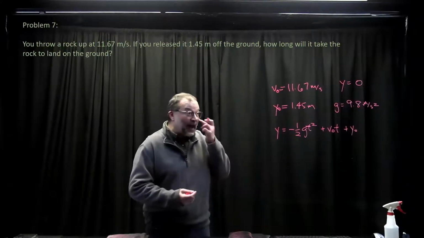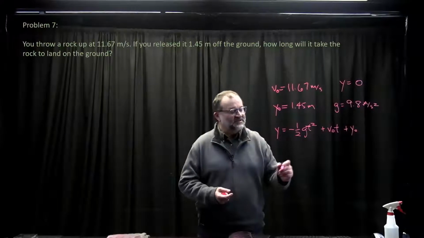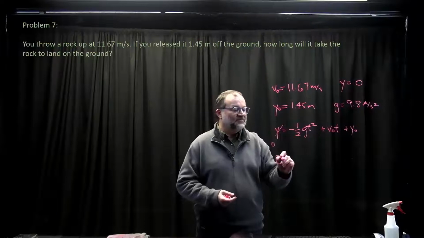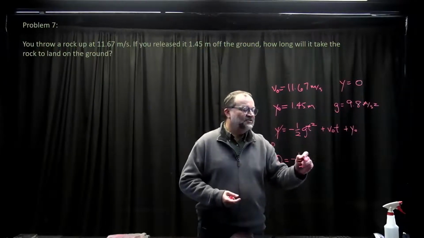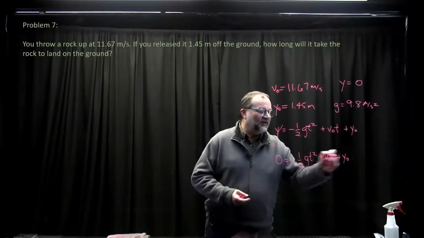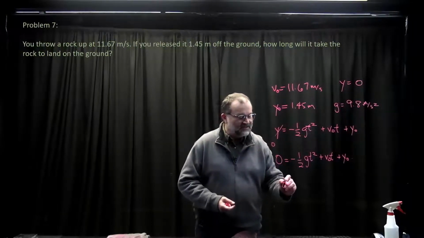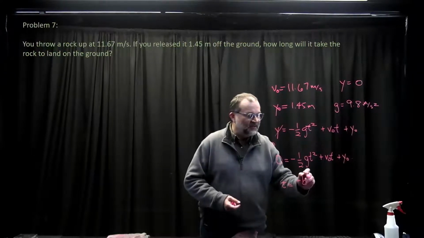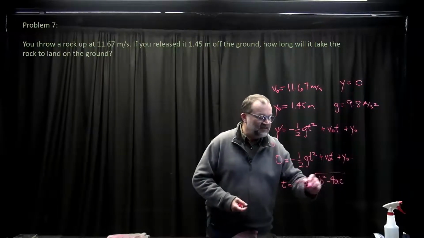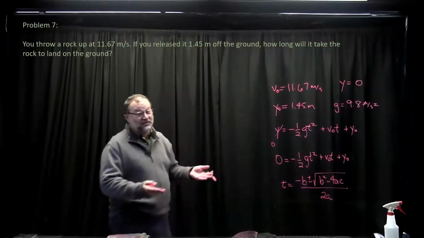There are a couple of ways to go at this problem. The one that seems the most straightforward is this: it's a quadratic equation. We have 0 is minus 1/2 g t squared plus v naught t plus y naught. It's a simple quadratic equation. We could put in the quadratic formula: t is minus b plus or minus the square root of b squared minus 4ac, over 2a. And you can do this, and you'll get an answer.